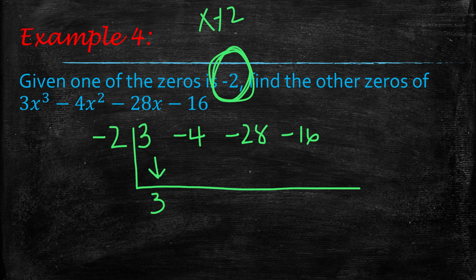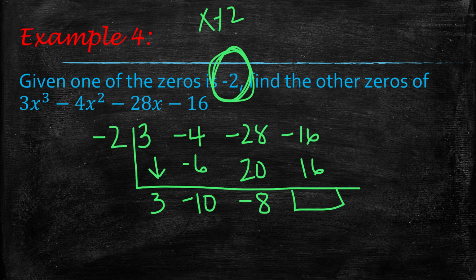Negative 2 times 3 is negative 6. That would give you negative 10. Negative 10 times negative 2 would give you 20. That would give you negative 8. And that would give you positive 16. And so that has a remainder of 0. Find the other zeros. So now we can go ahead and factor this. So this is going to be 3x squared minus 10x minus 8.